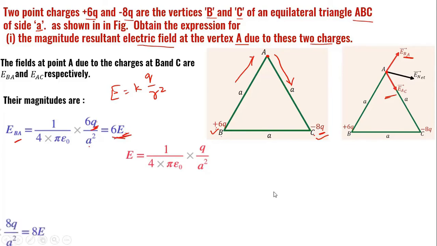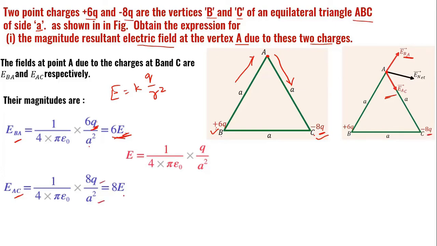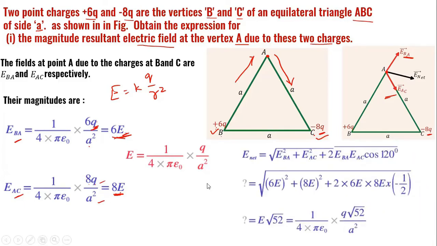Next we want to find EAC. EAC is due to the minus 8Q charge. So here we put the magnitude of 8Q upon A square, which comes out to be 8E, where E is equal to 1 upon 4 pi epsilon, Q by A square. So 8 into E gives us EAC. Here we are not putting the negative sign of the charge; we are keeping only the magnitude part.